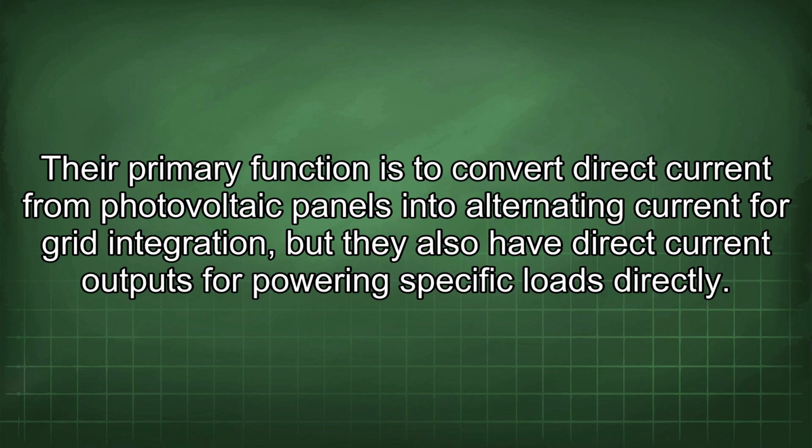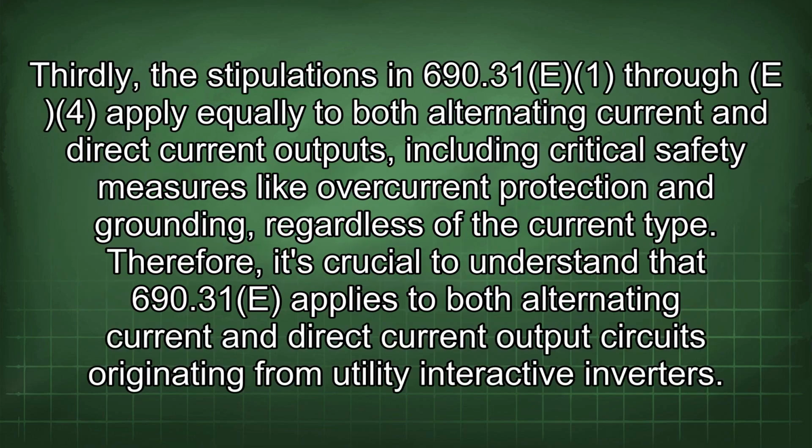Their primary function is to convert direct current from photovoltaic panels into alternating current for grid integration, but they also have direct current outputs for powering specific loads directly. Thirdly, the stipulations in 690.31(E) through (F) apply equally to both alternating current and direct current outputs, including critical safety measures like overcurrent protection and grounding, regardless of the current type. Therefore, it's crucial to understand that 690.31(E) applies to both alternating current and direct current output circuits originating from utility interactive inverters.